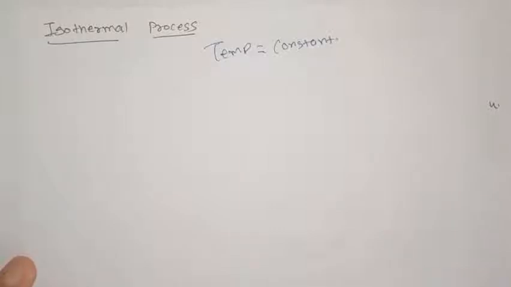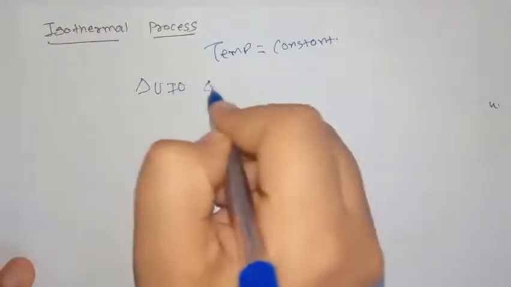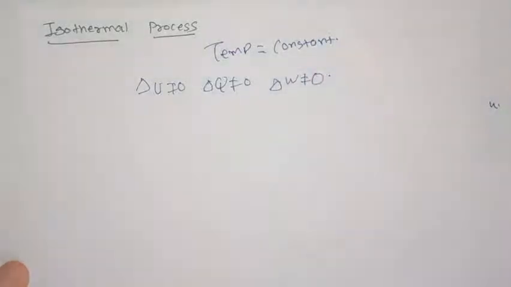In general, for an isothermal process, none of the quantities delta U, delta Q or delta W is 0. All the values are non-zero. But in special cases, the internal energy of a system depends only on its temperature, not on its pressure or volume. The most common system following this special case is an ideal gas. For an ideal gas, if temperature is constant, the internal energy is also constant. That is, delta U is equal to 0.